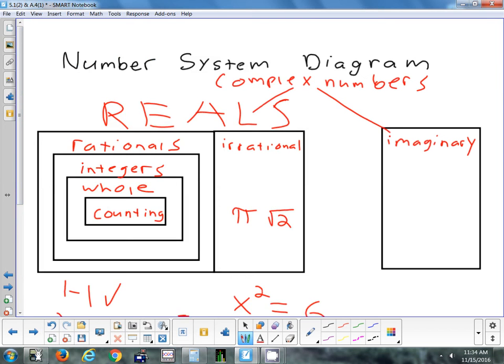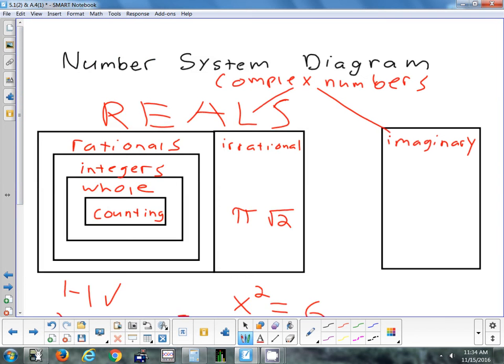And what I do to sometimes try to understand it is I think of these as places. Okay, think of counting numbers as like Boston, whole numbers Massachusetts, integers the Northeast. If you're in Boston, you're automatically in Massachusetts. So if you're a counting number, you're automatically a whole number. And if you're within Massachusetts, you're automatically within the Northeast. So if you're a whole number, you're automatically an integer as well.